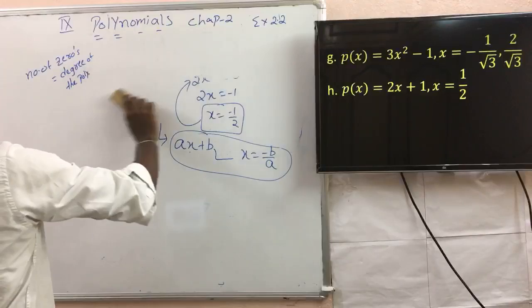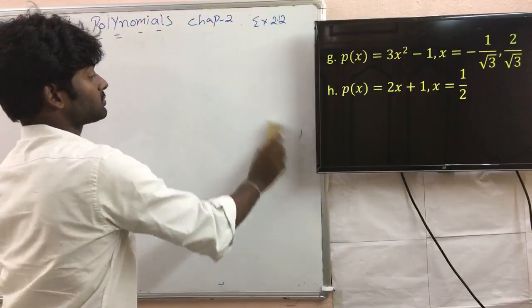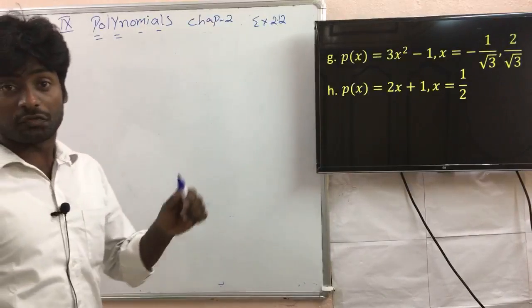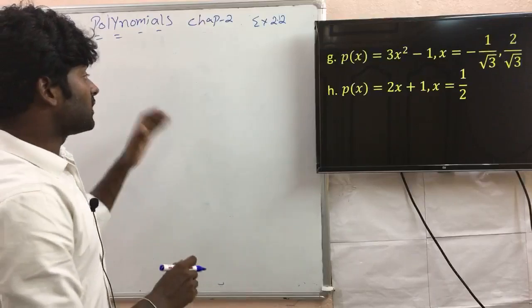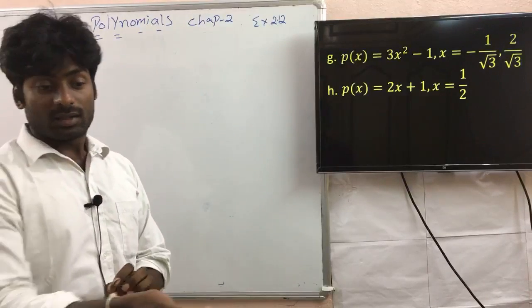So this is how we can find the zeros. Whenever you are asked to find the zero, first of all equate the given polynomial to 0, then you will get the zeros.